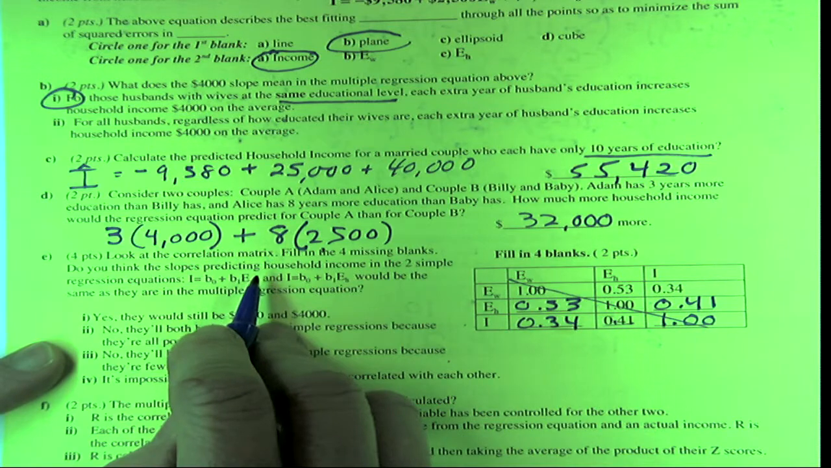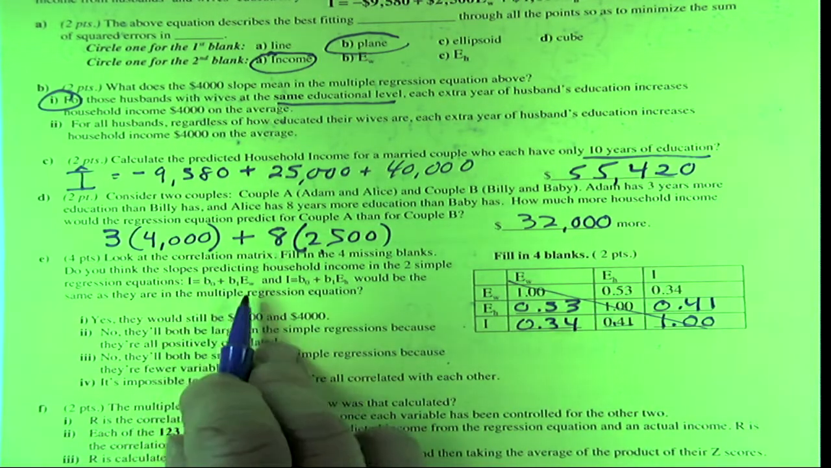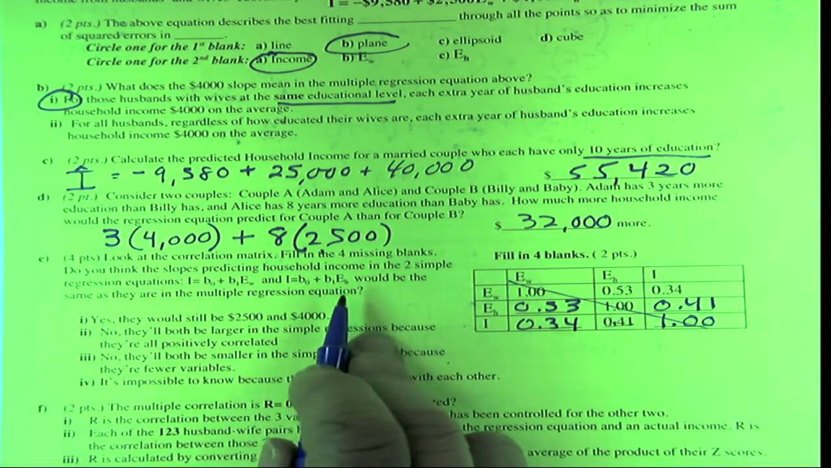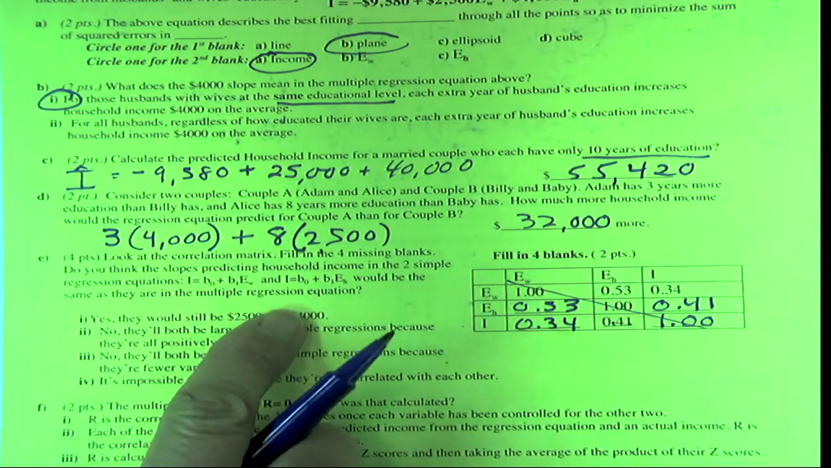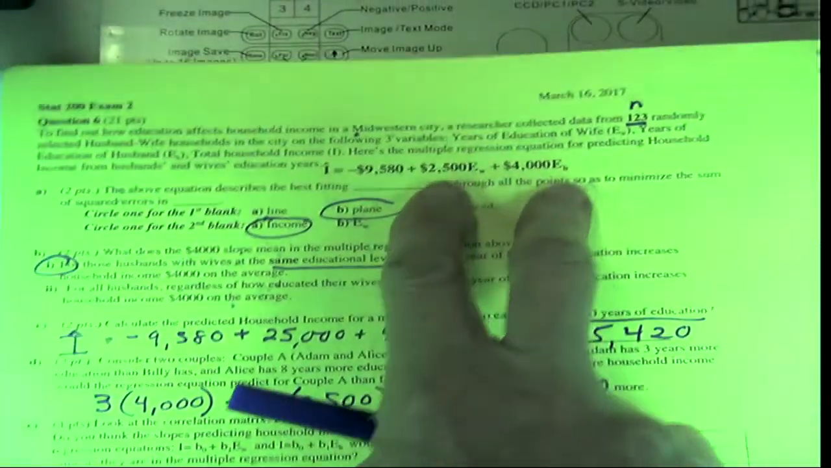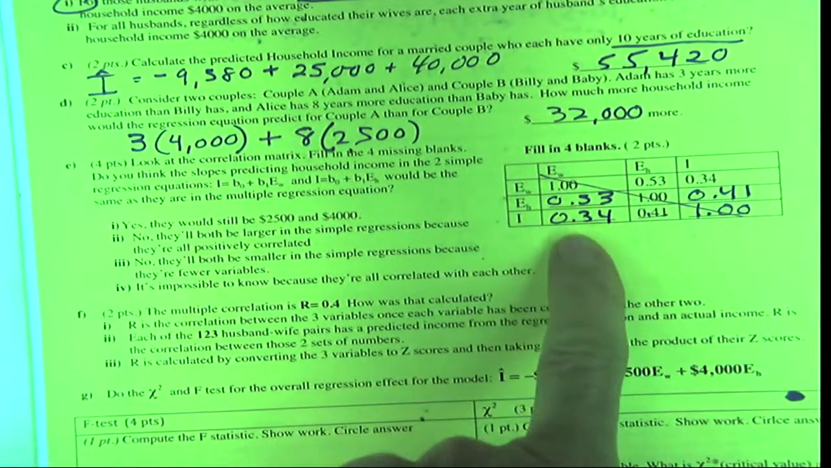Do you think the slopes predicting household income in the 2 simple regression equations, predicting household income simply from the wife's education and then from the husband's education separately, would be the same as in the multiple regression? Remember, the multiple regression equations are the partial slopes. They only explain the part that each one of these x's contribute after accounting for the other ones. So no, they're not going to be the same if they're correlated.